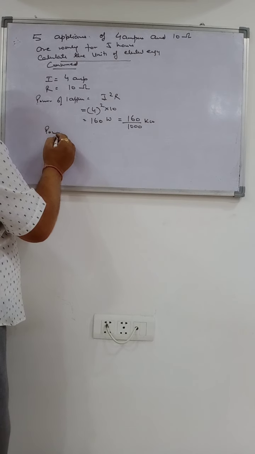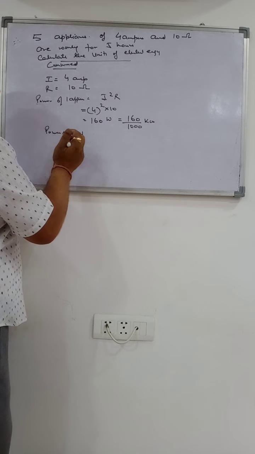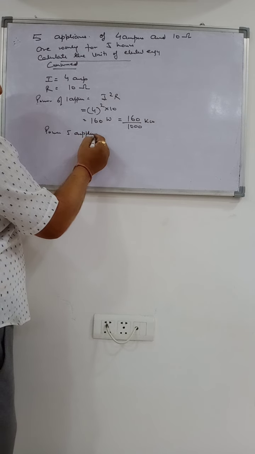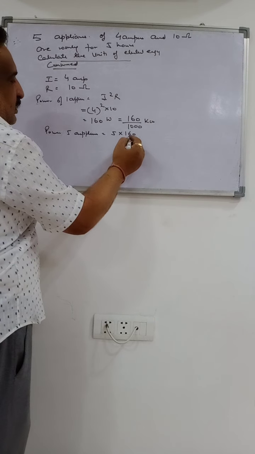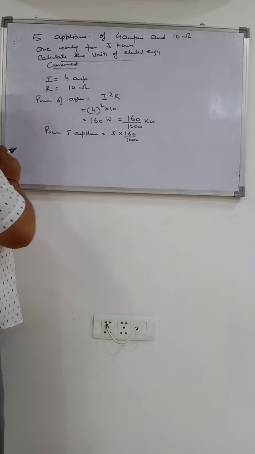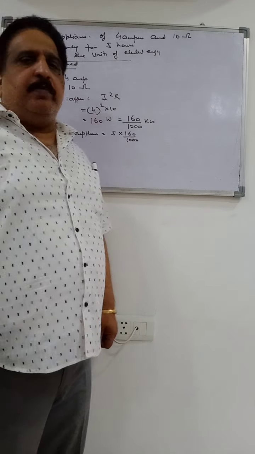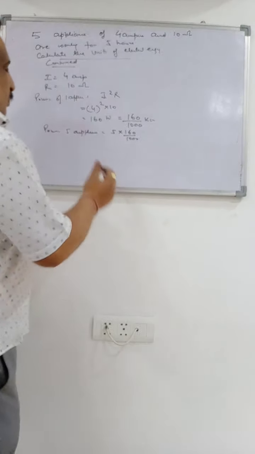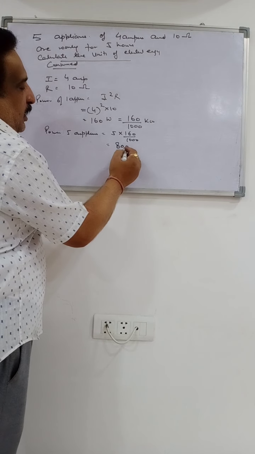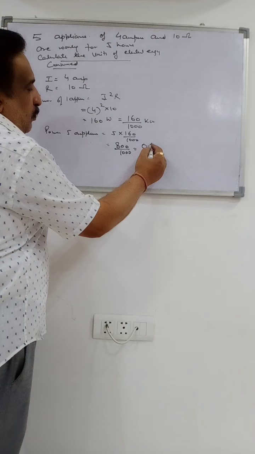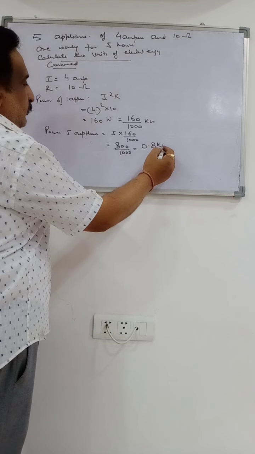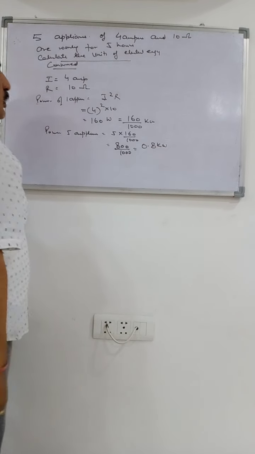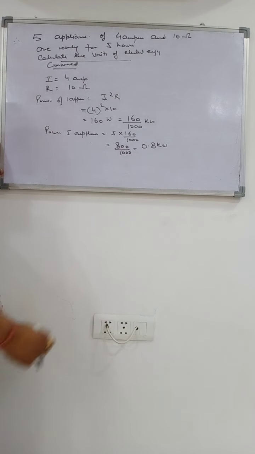Then power of n appliances, 5 appliances, will be equal to 5 into 160 by 1000. Why multiplied by 5? Because there are 5 such appliances. So that means the new formula for energy becomes N into P into T. N is the number. Multiply the power into time with the number of appliances if they are of the same type. So 5 into this is equal to 800 by 1000, 0.8 kilowatt. 0.8 kilowatt is the power of 5 appliances.